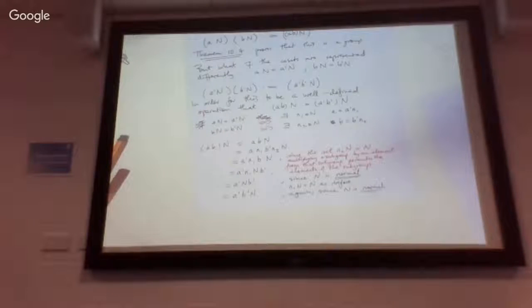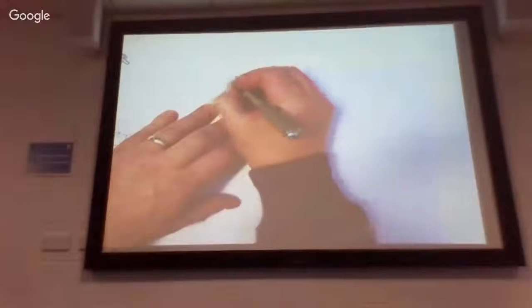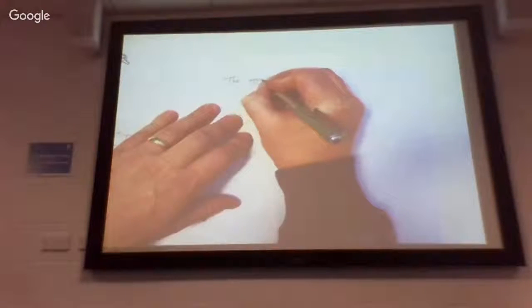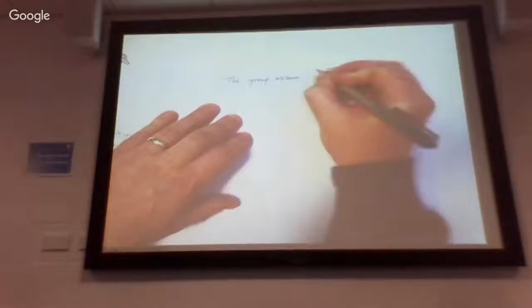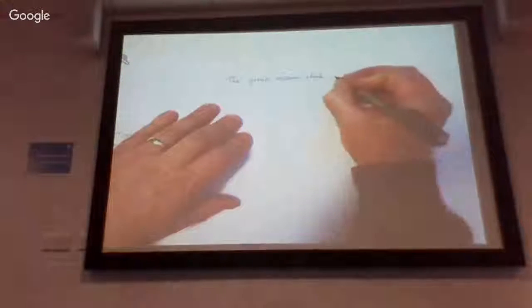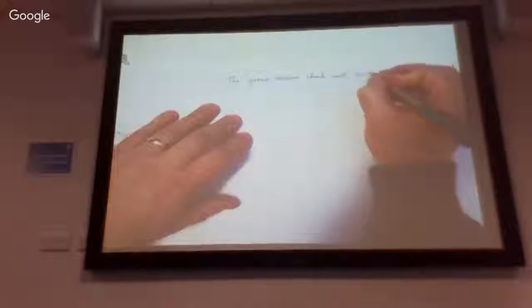Okay, let's briefly look at one of the... Oh yeah, sorry, that's what I'm saying. So now we know the operation is well defined. Then the group axioms check out easily. So the rest of Theorem 10.4, the group axioms check out quite easily.